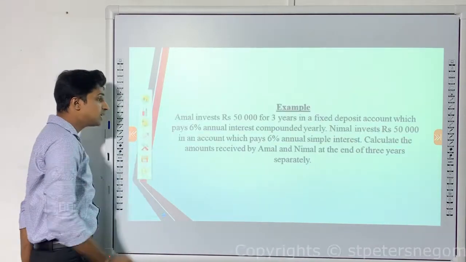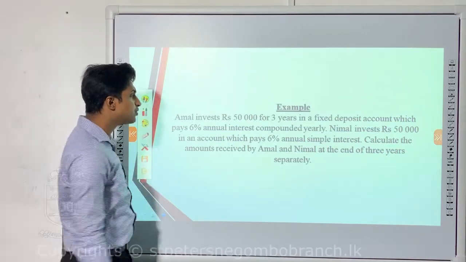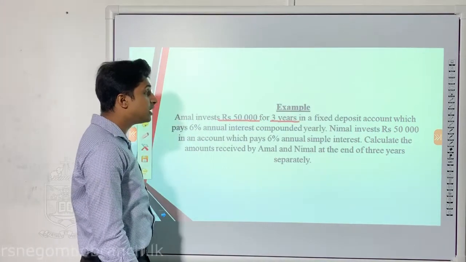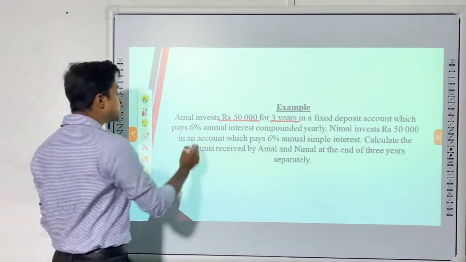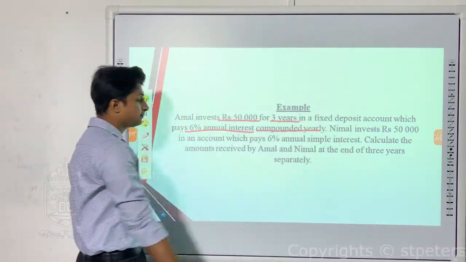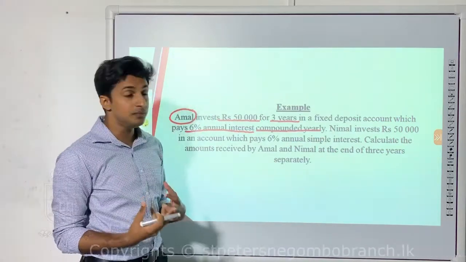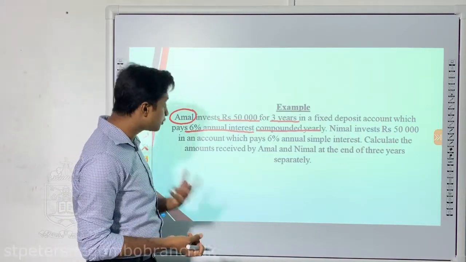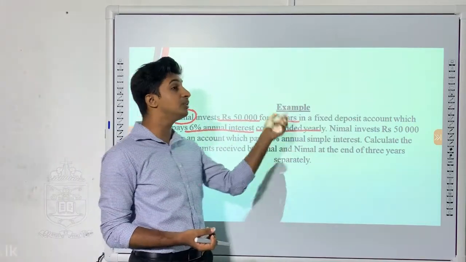Next, let's take the second example. Amal invests rupees 50,000 for 3 years. The principal amount is 50,000 and the time is 3 years, in a fixed deposit account which pays 6% annual interest compounded yearly. Okay, so Amal has invested rupees 50,000 in an account for 3 years, which pays 6% annual interest compounded yearly.